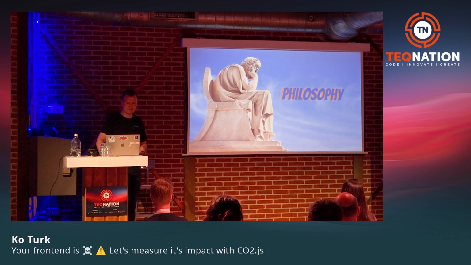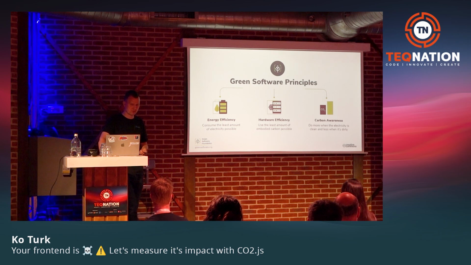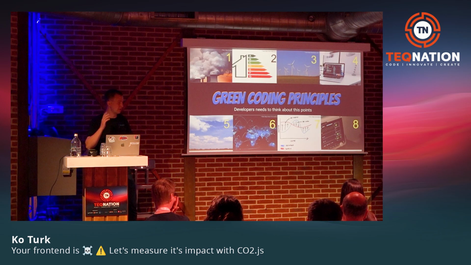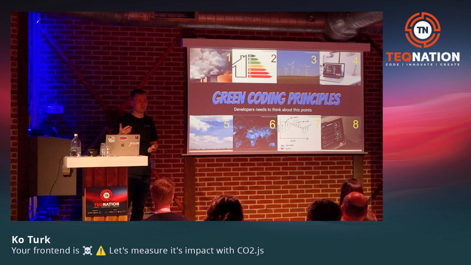Now the philosophy, there are green software principles. You need to think about energy, about hardware, and about carbon. And how does that comply? You have 8 principles where you need to think about. You need to think one about your carbon. What are you producing there? You need to think about your energy level, like houses. You need to think about which energy you take, like solar, or is it wind, or that kind of things.